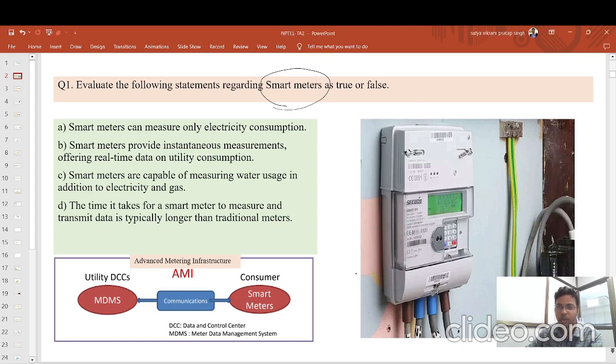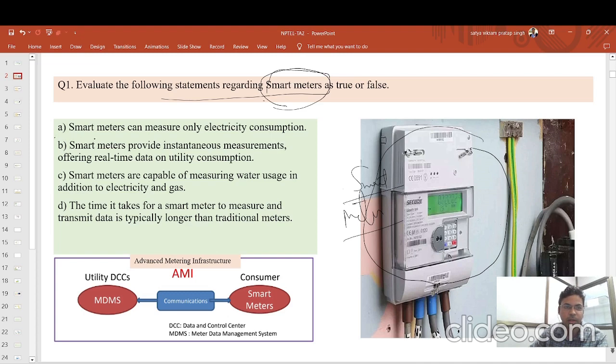Okay, let me explain this question. Firstly, the question is about statements regarding smart meters. As you see in the right side image, there is an image of a smart meter. I will explain how it is different from conventional meters also. Let's go to the first statement.